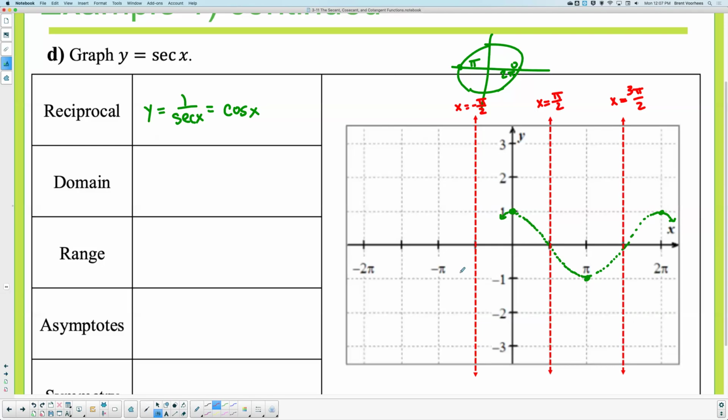How many do you need for Delta Math? 5. You would need 2 more. What you do is, just like secant has the same relationship to cosine as cosecant did to sine, which means, what will a cosine maximum become for secant? A local minimum. Draw a parabola that goes up and follows your asymptotes here and here.